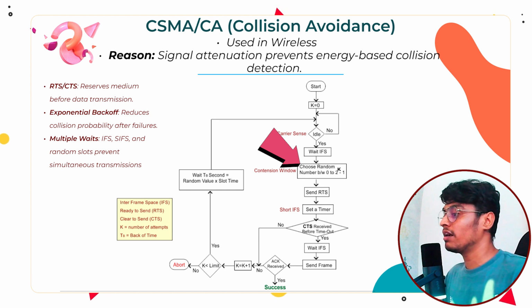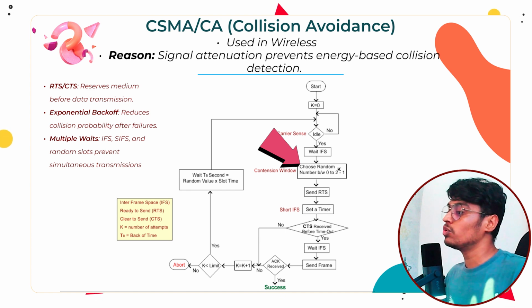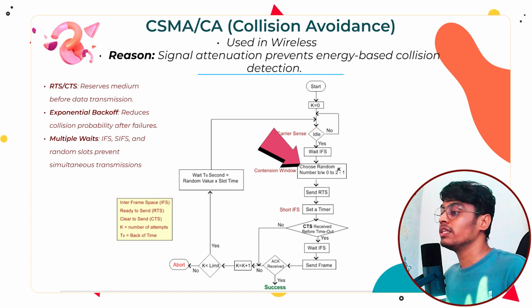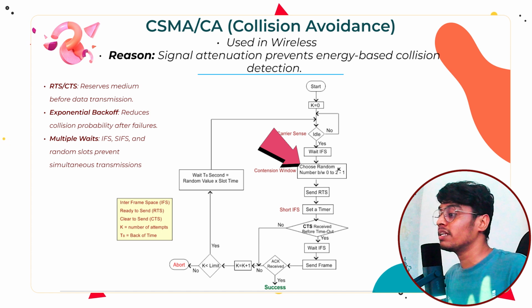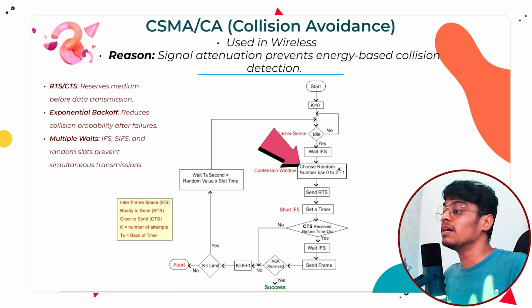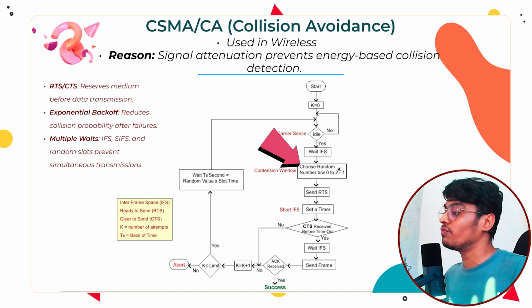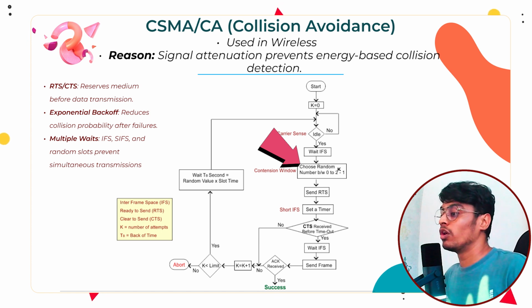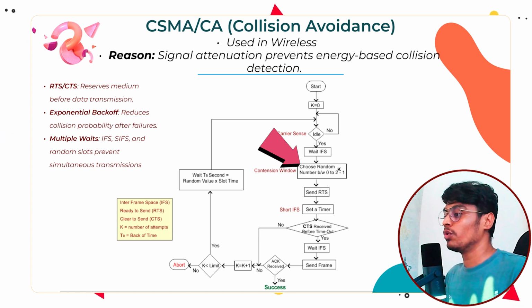If a collision occurs and it tries again, k becomes 1, then the range becomes 0 to 2 power 1 minus 1, equal to 0 to 1. So it will choose either 0 or 1. After the next collision, k becomes 2 and the range becomes 0 to 2 power 2 minus 1, equal to 0 to 3, then 0 to 7 and so on. This value keeps growing exponentially with each collision.